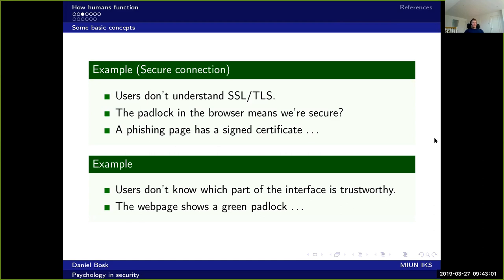Another problem with this is that the user's mental model of the computer system and the web browser and the web is perhaps not entirely accurate at times either. So for instance, the user might not know which part of the interface is actually trustworthy, that is the web browser, but not the web pages that it's showing. So for instance, you might have a web page showing a green padlock, and then the users might apply their mental model of SSL TLS and think that, hey, this is a secure website, whereas it might not be.